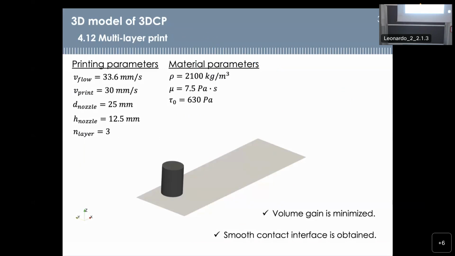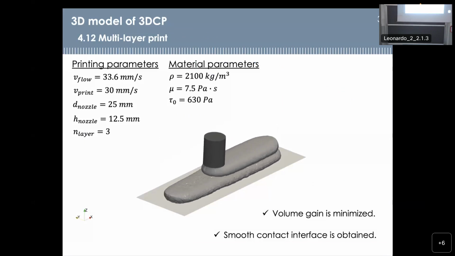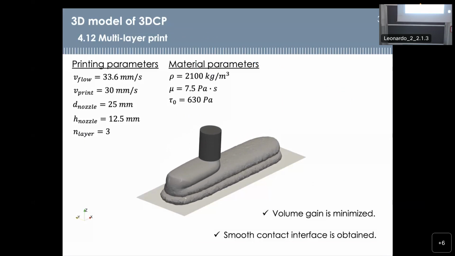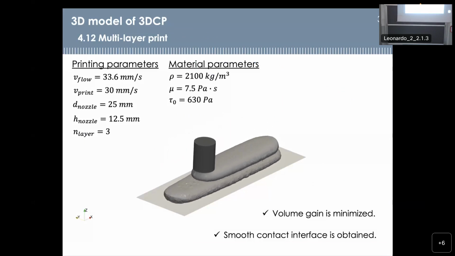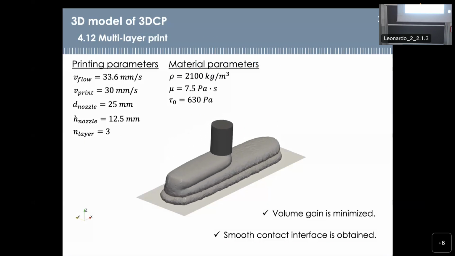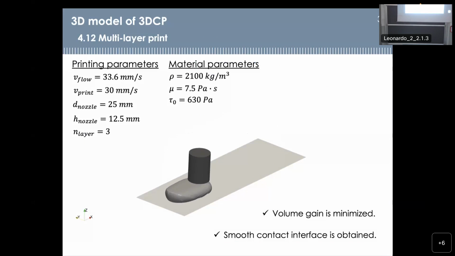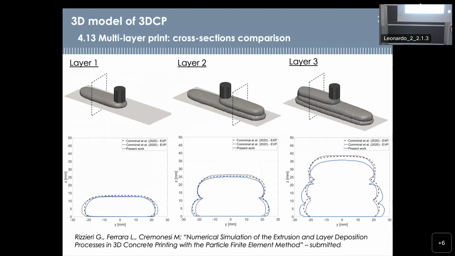For example, here we have the print of 3 layers, one on top of the other. It's just a single filament, but it's folding on itself. And you can see how the contact algorithm works very smoothly, because as soon as it goes here, you see over here it's very clean. So we have minimum volume variations in this case. Also for this case, we were able to validate the results with some data in the literature, and we obtained a very good agreement also in this case.